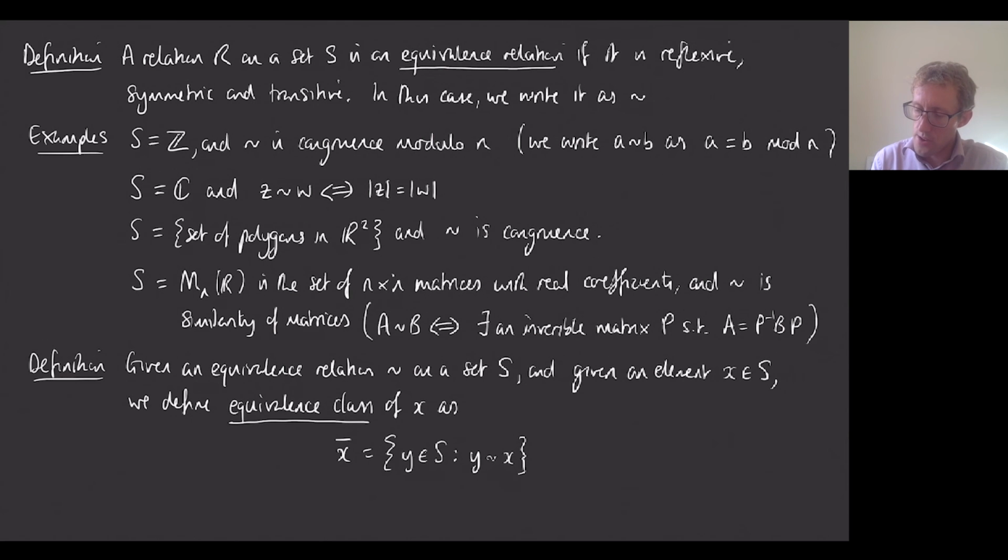So hopefully that makes sense. And in the context of this congruence modulo n, for instance, the equivalence class of 0 is the set of all multiples of n, so 0, n, 2n, 3n, and so on. So the equivalence classes give you a way of grouping together all the elements that are equivalent to each other according to the equivalence relation.